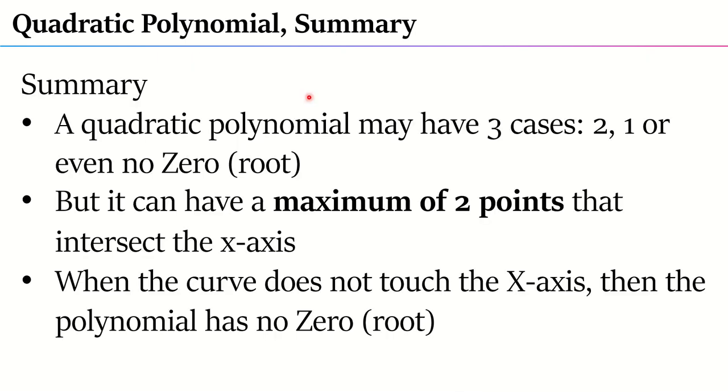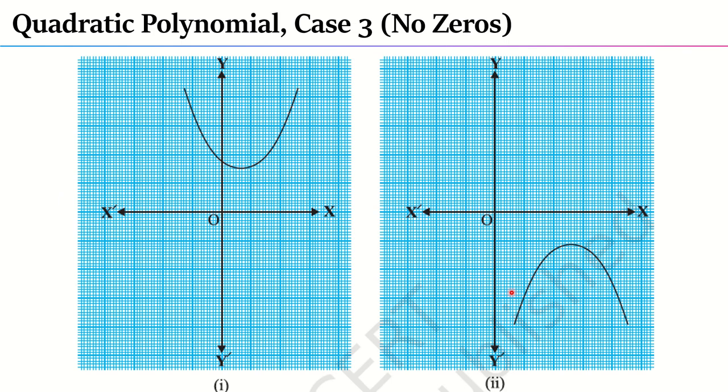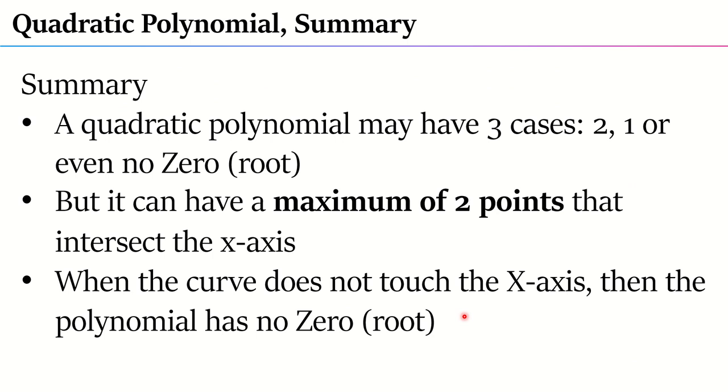So in summary, a quadratic polynomial can have 2, 1 or even no zeros. But it can have a maximum of 2 points where it intersects the x-axis. When the curve does not touch the x-axis, like how we saw in the previous case, then the polynomial has no zeros.